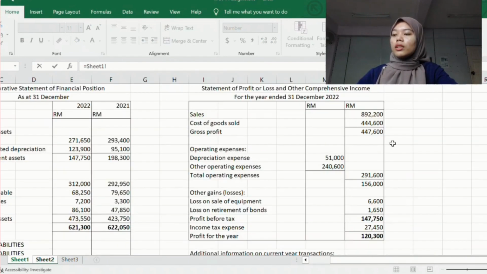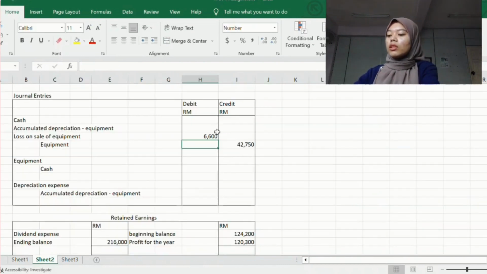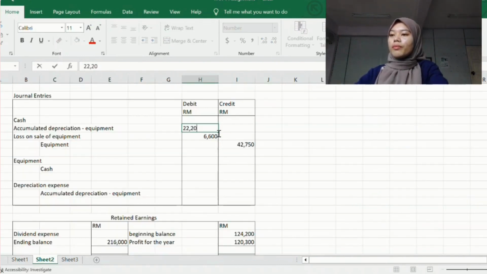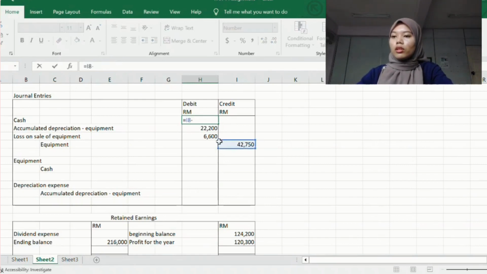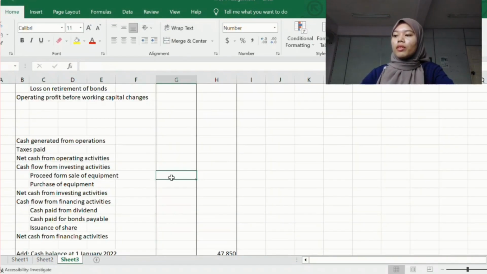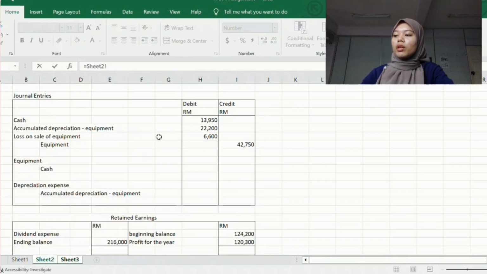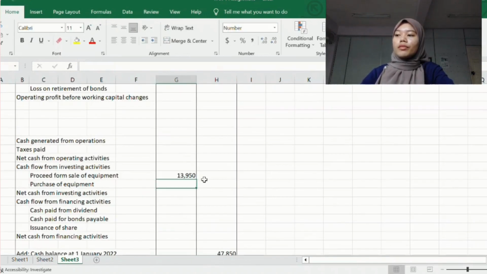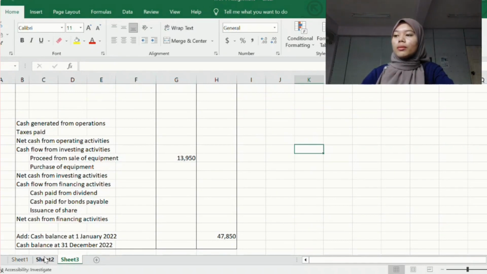So to get the amount of cash that we receive, we deduct the loss on sale and the accumulated depreciation from the value of the equipment. So the value of cash is 13,950. This value we put on the cash flow from investing activities under the proceeds from sale of equipment.